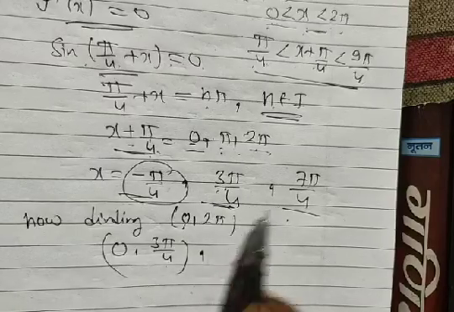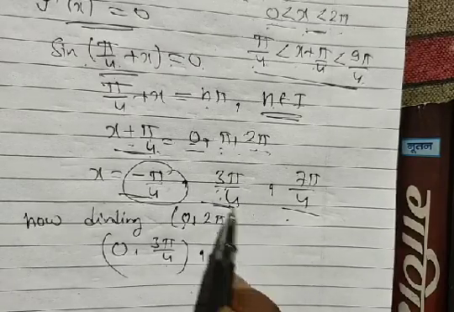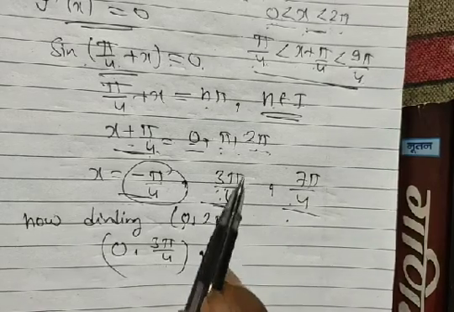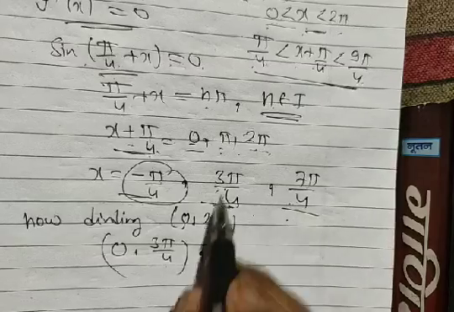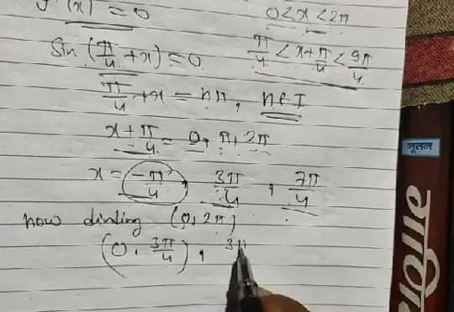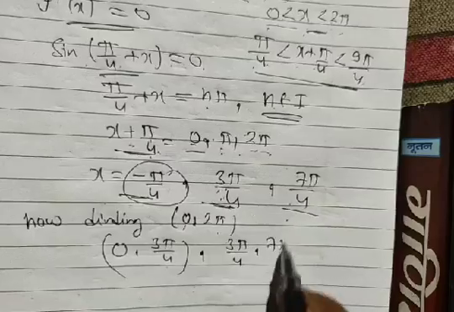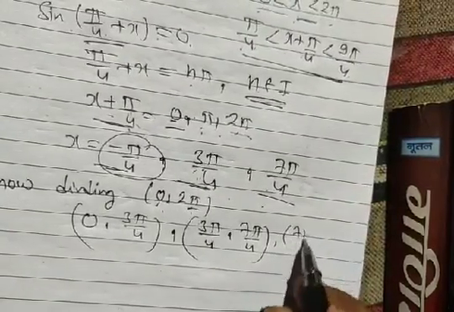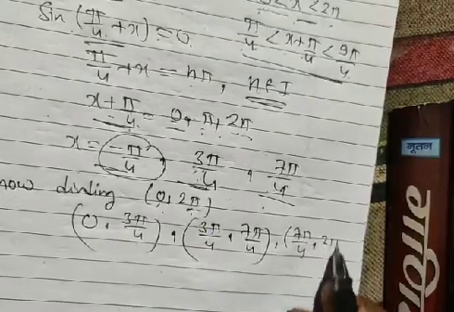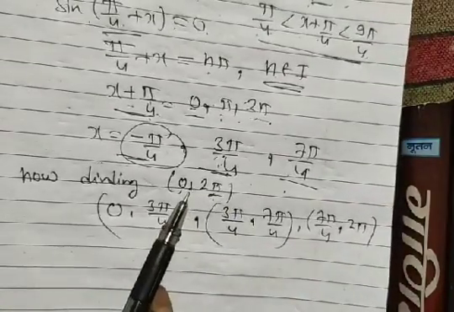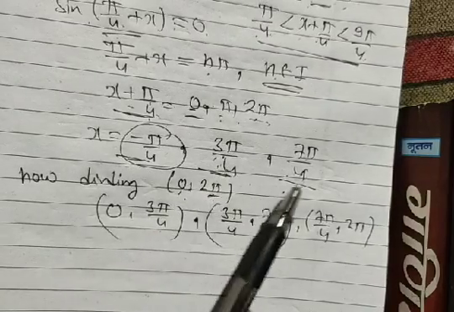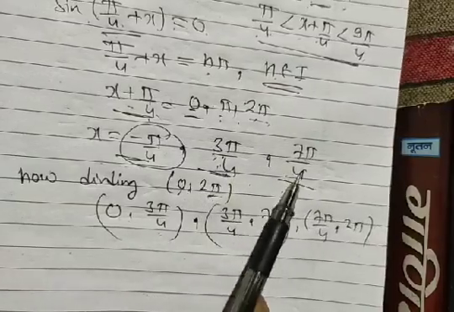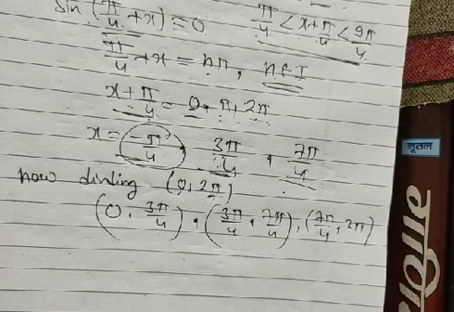Then what is our second interval? 3 pi by 4 is less than 7 pi by 4, so the second interval is 3 pi by 4 to 7 pi by 4. Then 7 pi by 4 to our last point, 2 pi. Now we are dividing our 0 to 2 pi into intervals. We are getting the points 3 pi by 4 and 7 pi by 4, then the intervals 0 to 3 pi by 4, 3 pi by 4 to 7 pi by 4, and then 7 pi by 4 to 2 pi. Now we have the required intervals.